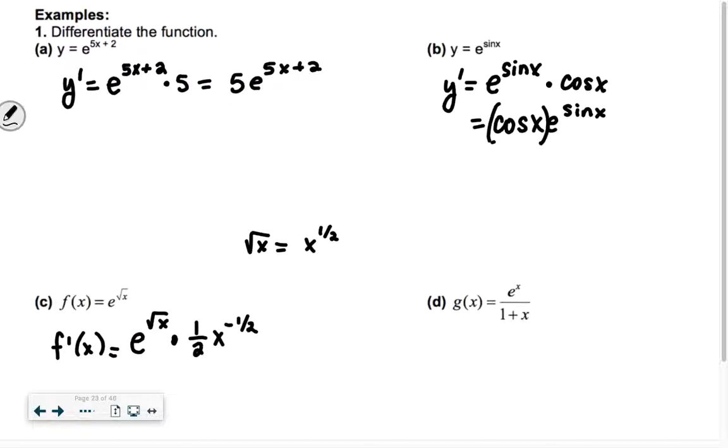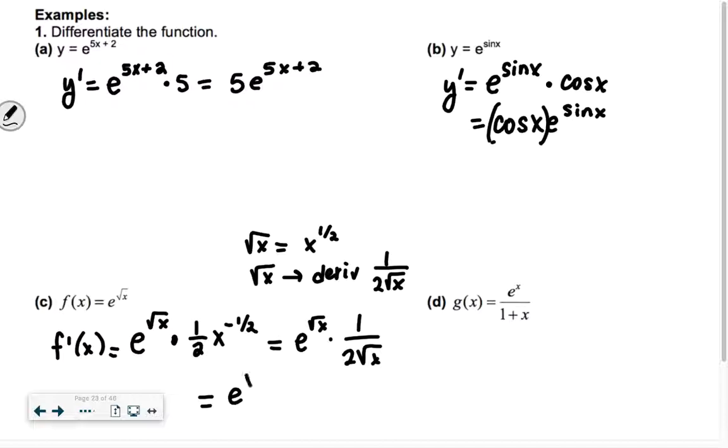I want you to get to the point where you have the square root of x and you know immediately that its derivative is 1 over 2 root x. Okay, that's a good one to just know because we see it all the time. Do you see why it's 1 over 2 root x? Because the square root of x goes on the bottom because it's a negative power. So putting this all together, I have e to the root x times 1 over 2 root x. I end up getting e to the root x over 2 root x. And that's your answer.